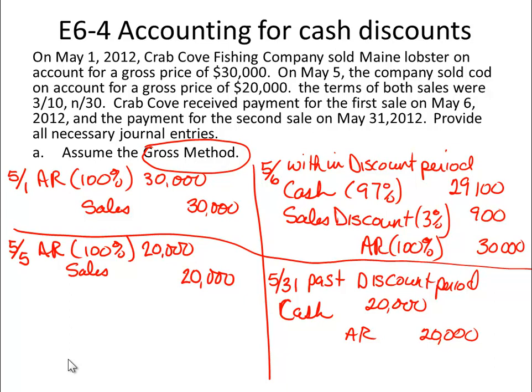But contrast that with the May 5th sale, where the customer did not pay within the discount period, and then there is no sales discount account. It's just simply debit cash, $20,000, and credit accounts receivable because they paid after the 10 days, but within the 30 days that it was due.